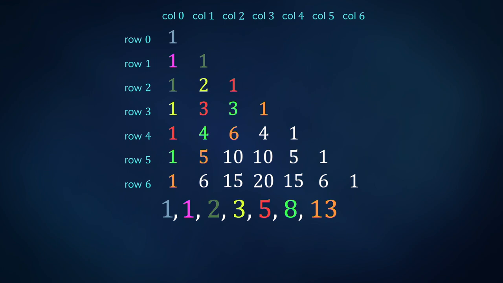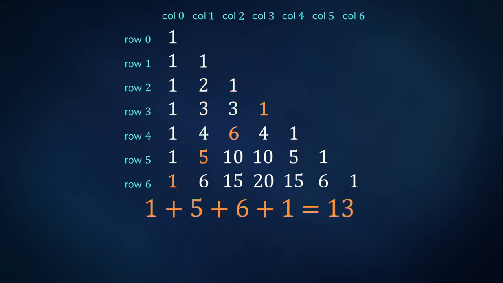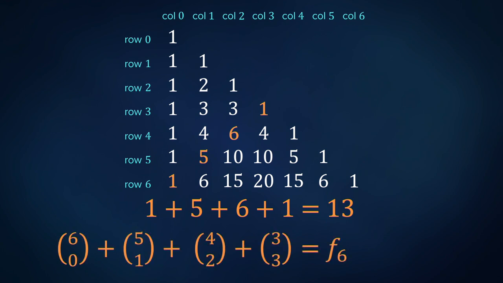Where are they coming from? Let's see if we can explain why 1 plus 5 plus 6 plus 1 is 13. In other words, in terms of the binomial coefficients, this is saying 6 choose 0, plus 5 choose 1, plus 4 choose 2, plus 3 choose 3 is little f6.